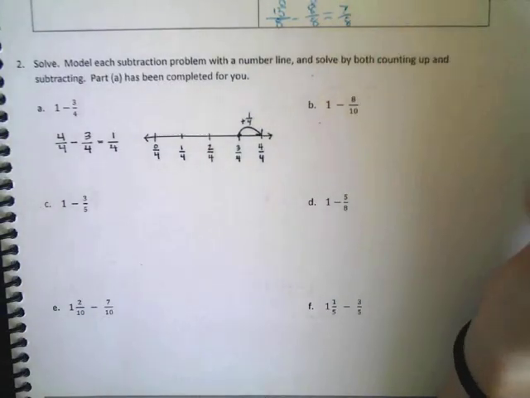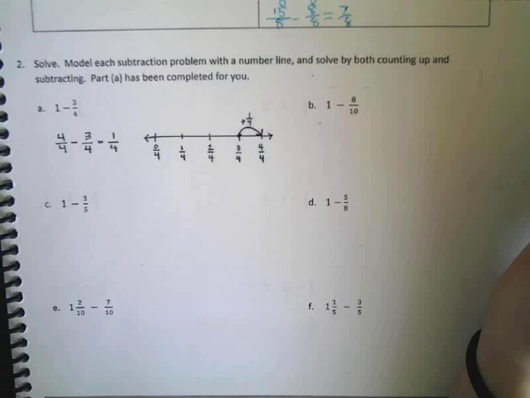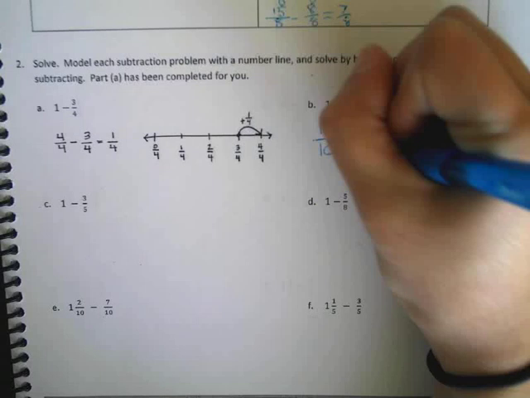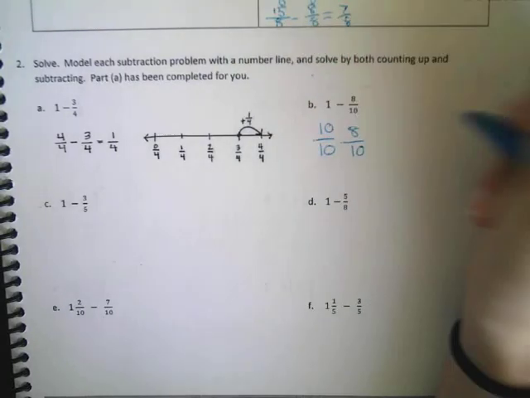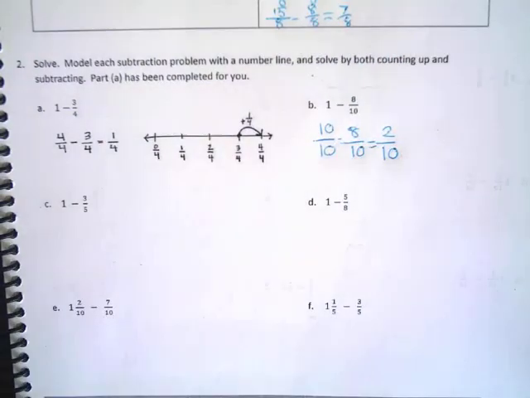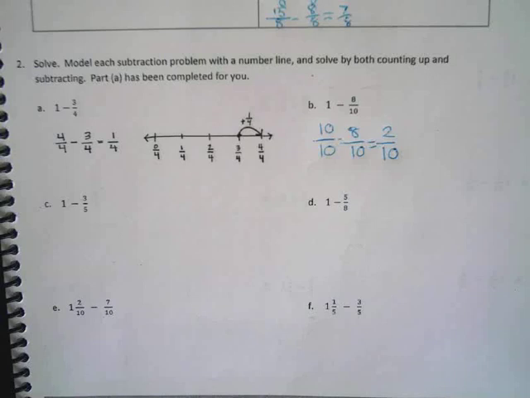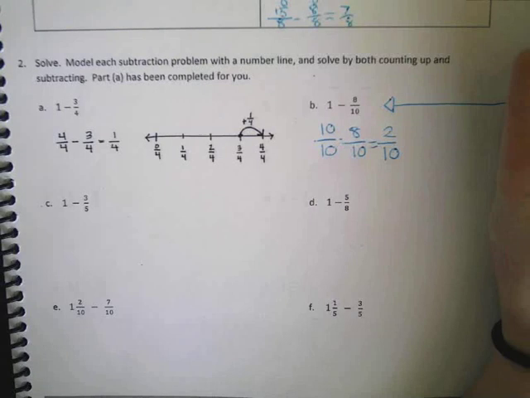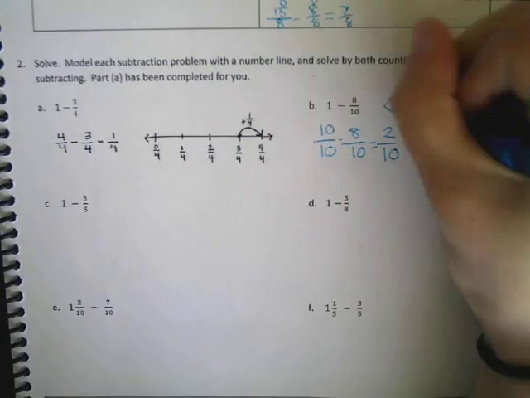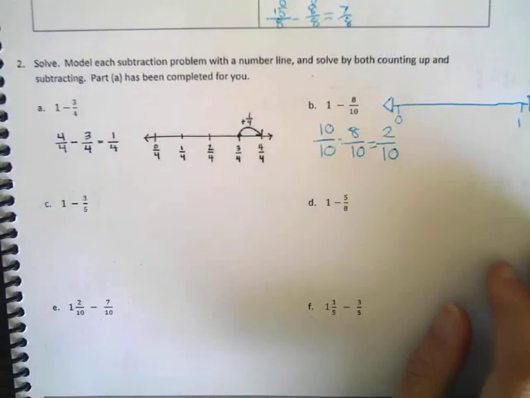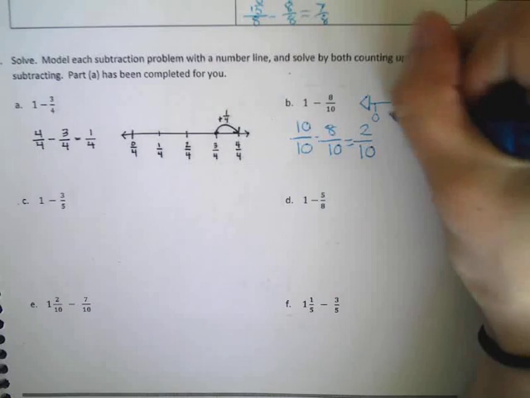So 1 minus 8/10. What do I need to change that to make it easier to subtract? Maya? 10 tenths minus 8 tenths, which is what? 2/10. Right? All right, so let's draw our number line to prove ourselves. Start this end at 0, this end at 1. How many little pieces do I need? 10, because we are working with tenths.